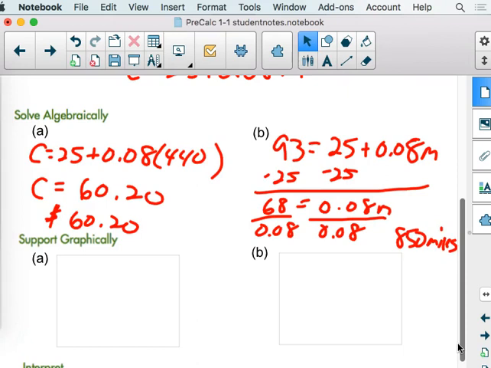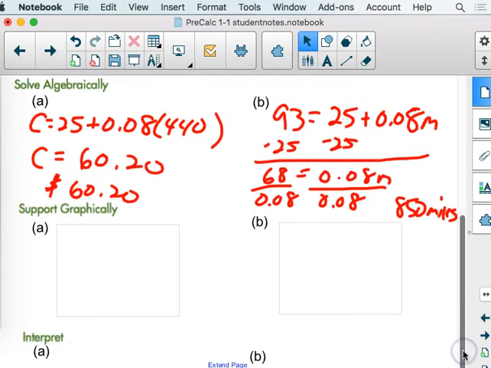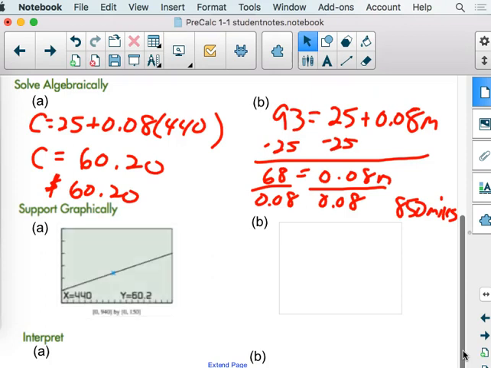Oh, that's a little silly because with this especially, it was so easy to get our algebraic equations. But if we wanted to support this graphically, we would just graph our 25 plus 0.08x and see what it looks like. We should not be shocked that it's a line. And then we could just use our trace button to get to the 440, or we could set our table so we could see the 440, and we should be able to see that 60.